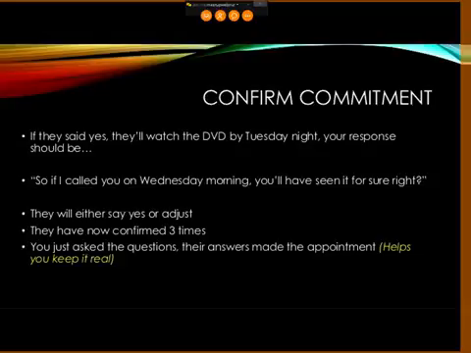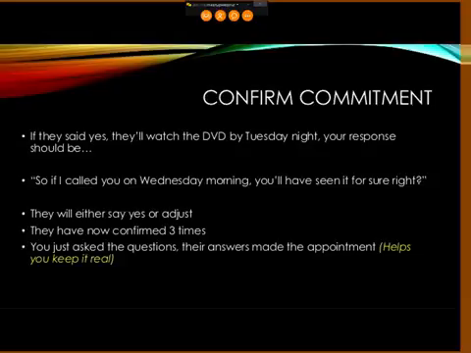They have now confirmed three times. If they say yes, they have confirmed three times. So if I call you on Tuesday night, your response will be, so if I call you on Wednesday morning, you will have seen it for sure, right? So that's three times. The second is the time commitment, where you asked them when you'll be able to call them back, and now you confirm the time.